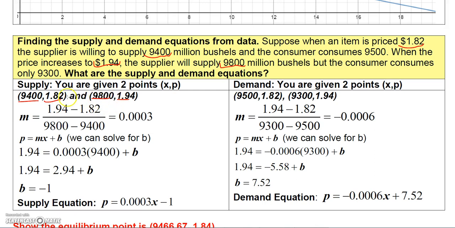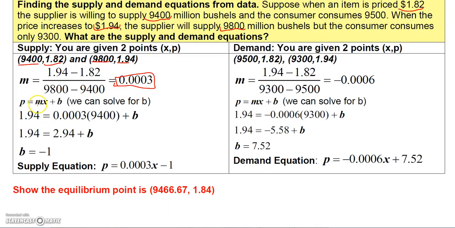Now I can find the slope of the supply curve using the slope formula: 1.94 minus 1.82, divided by 9,800 minus 9,400, and that gives me a slope of 0.003. Now I'm going to use x for the quantity, so I'm going to use price equals mx plus b, kind of like when you have y equals mx plus b. Now we can plug in either one of these points, and we can get the b value.